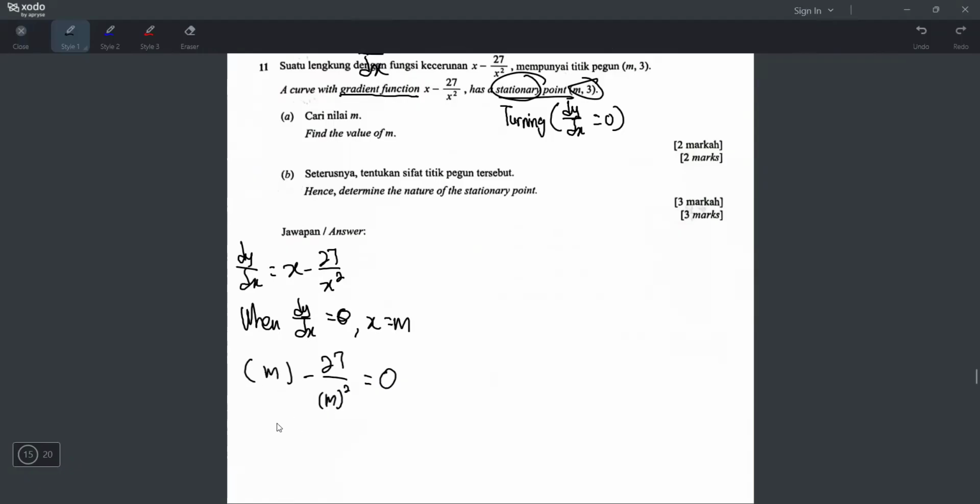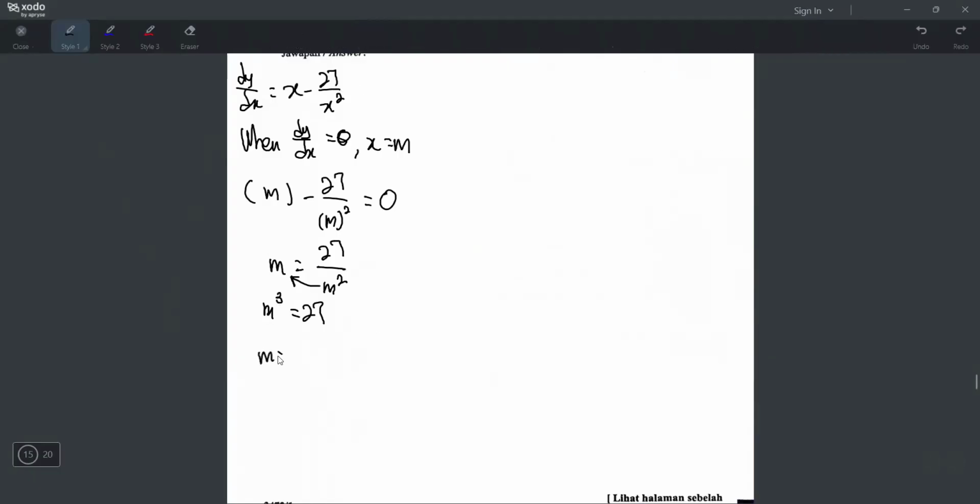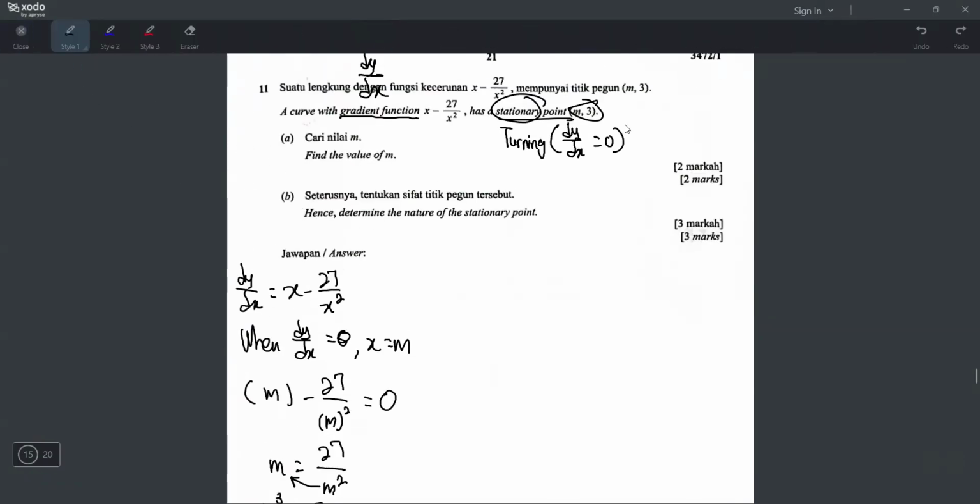the m. So what you do now is you will move terms across. If I am you, I will move the negative across to become positive like this, and then I'll move this up here, becoming m to the power of 3, because m times m squared will be m cubed, equals 27. If you want to find m, you take the cube root. When you cube root 27, you get 3. So the m is 3. Now I know my turning point.